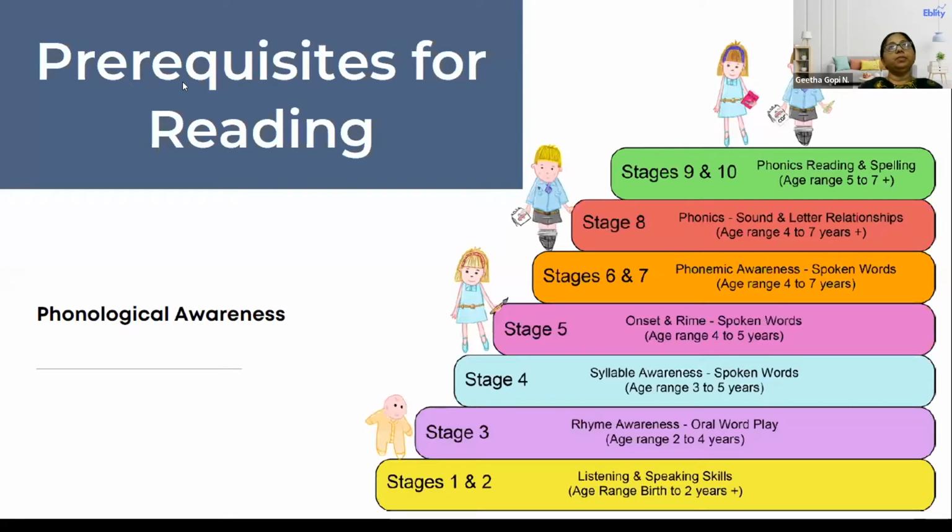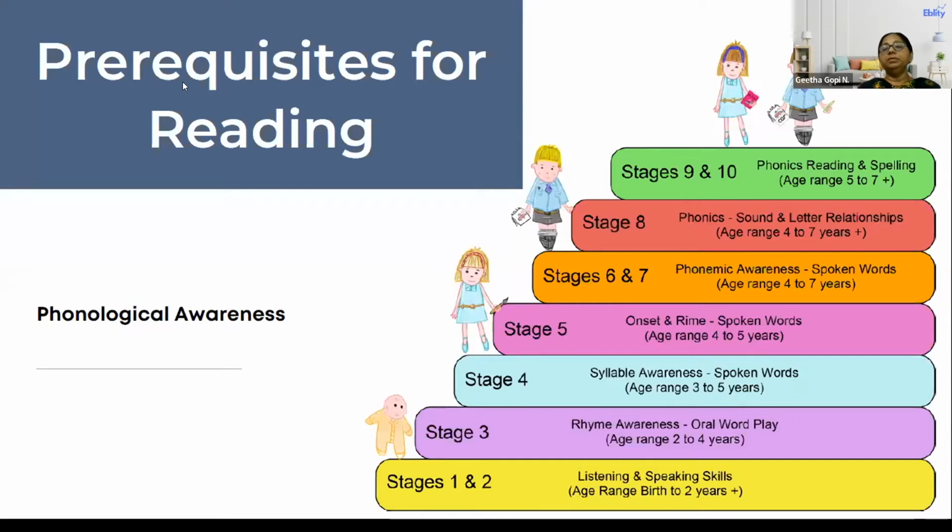So again, children start becoming aware of this. So if you prompt, say, the onset sound, they may be able to complete the word, or vice versa. So this is again stage 5.